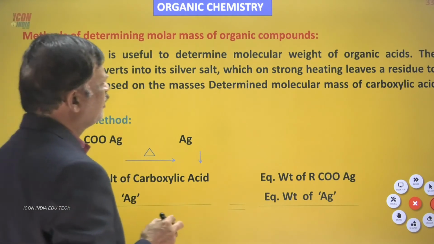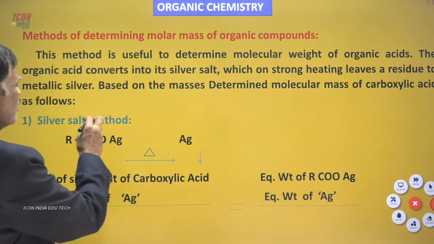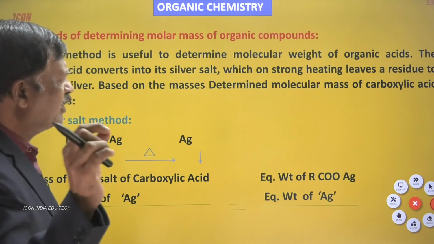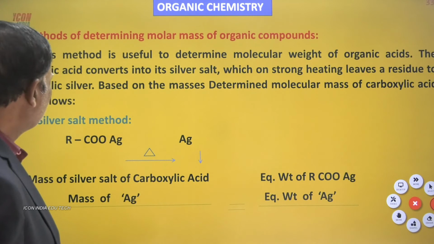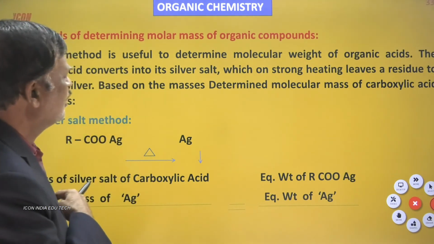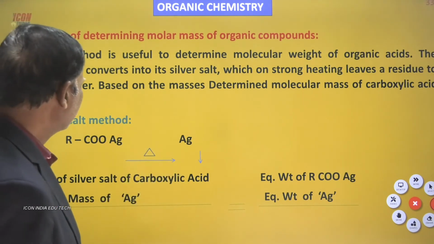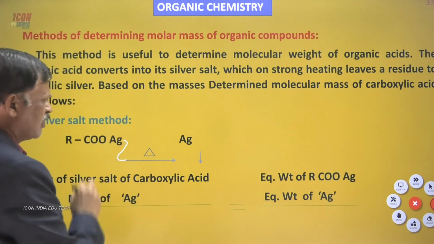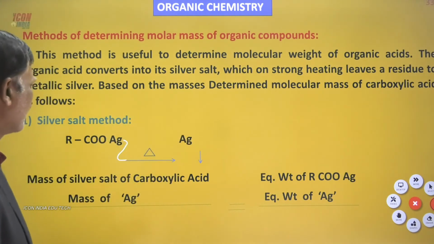This method is useful to determine molecular weight of organic acids. It is called silver salt method. That silver salt method is useful to determine the molecular weight of carboxylic acids. The carboxylic acid or the organic acid converts into its silver salt, which on strong heating leaves a solid residue, that is metallic silver. So, this silver salt on strong heating will leave solid residue, that is silver.